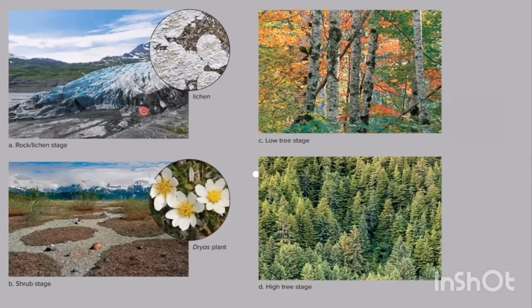In this first diagram, lichen and mosses invade the area left vacant by the retreating glaciers. In this diagram, small bushes grow in the newly formed soils. In this, there is the low tree stage, which shows the fast-growing alder trees that help build the soil nutrients and water contents. So this is the high tree stage.